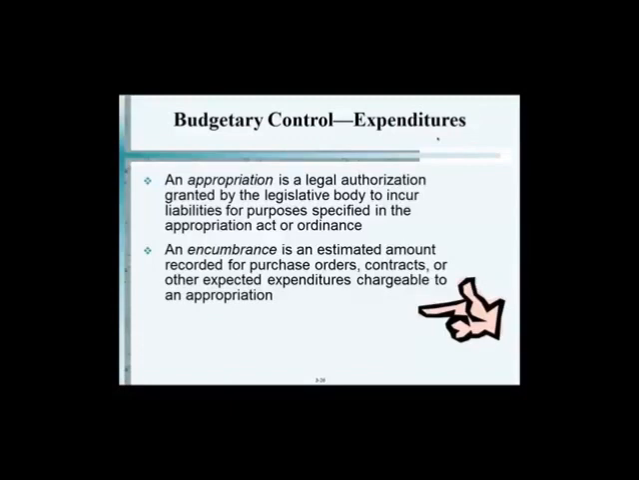Don't forget the definition: appropriation, legal authorization to spend money. You cannot spend money in government without having a legal authorization to spend. Encumbrance is the estimated amount recorded for purchase orders, contracts, or others. Let me just explain this to you. So you're again the CFO. You've got a $10,000 budget for office supplies. You spent $9,000 already. It's December 1. You've got one more month to go.